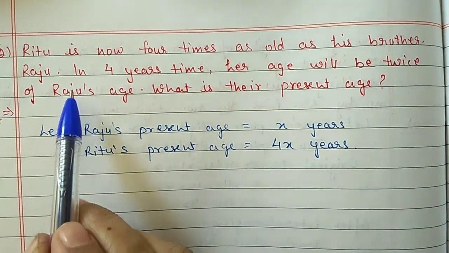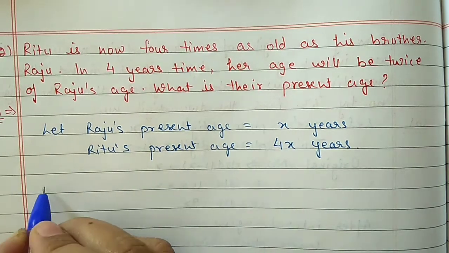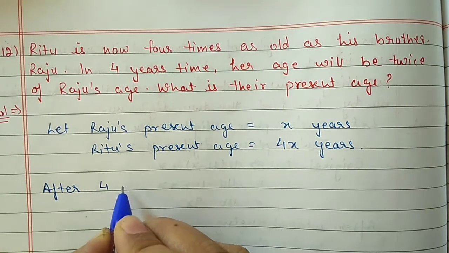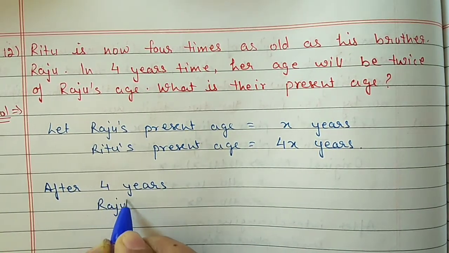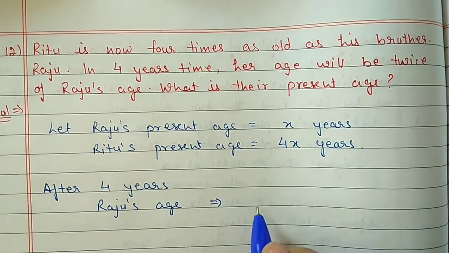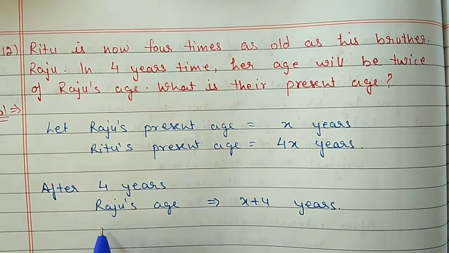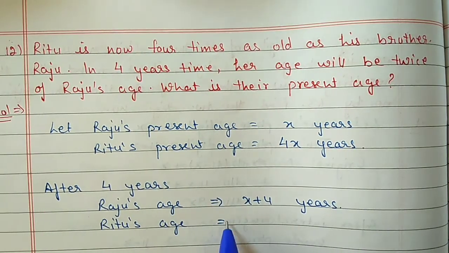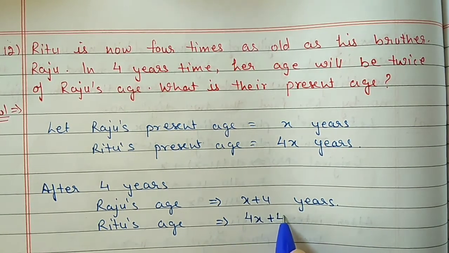Now next they told here in 4-year time. In 4-year time means after 4 years we have to think. So after 4 years, first we will calculate their age. After 4 years Raju's age will be, we have to add 4 to this, x plus 4 years, and Ritu's age will be, presently her age is 4x, so after 4 years it will become 4x plus 4.